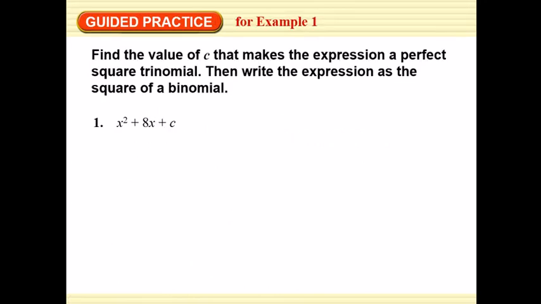So here's a couple of guided practice problems for you to try out. Keep in mind you're trying to find the value of c, so explicitly write c equals, and then write the expression as a square of a binomial. So I should see something like x plus 1 quantity squared. I should see parentheses in there and an exponent as well. So pause the video and see if your solutions match.